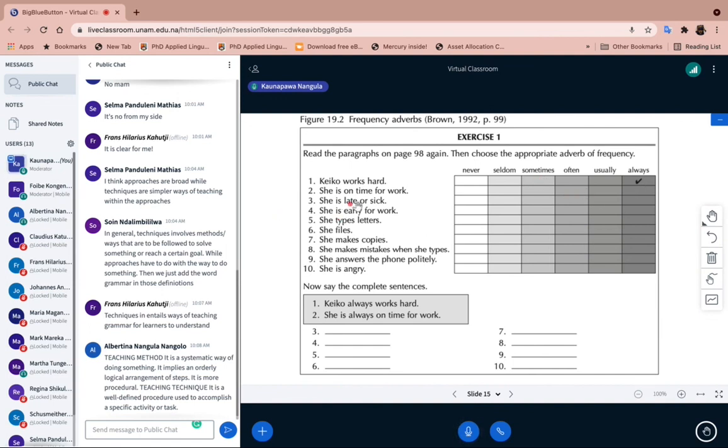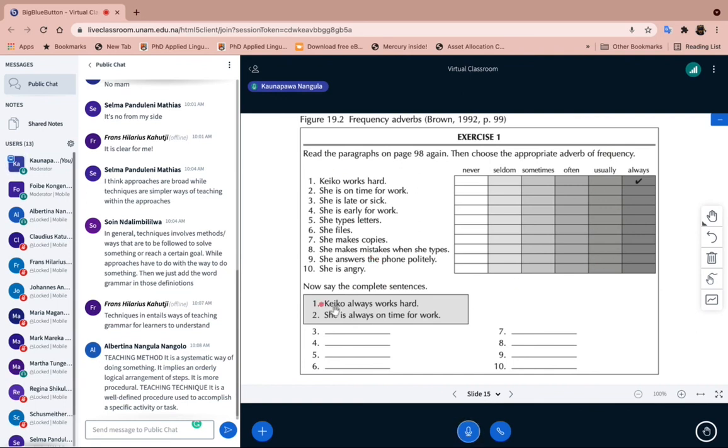She is late or sick, and then is she always late or sick? Maybe never or seldom, rarely, okay? And then they read the text and then they indicate the frequency of the adverbs. And then afterwards, they will be asked, now rewrite these sentences, including the adverb of frequency.